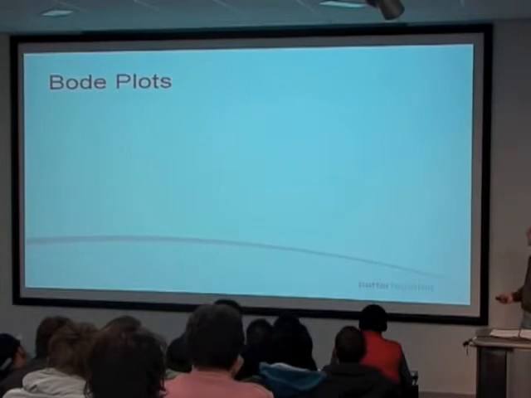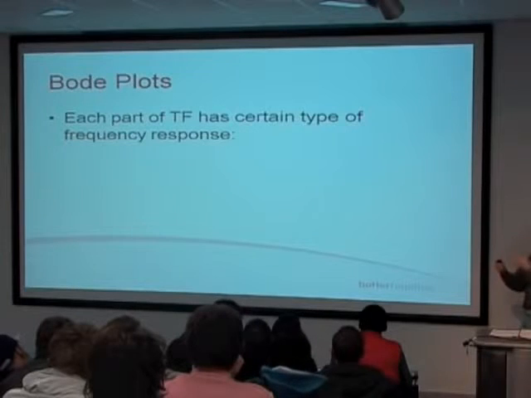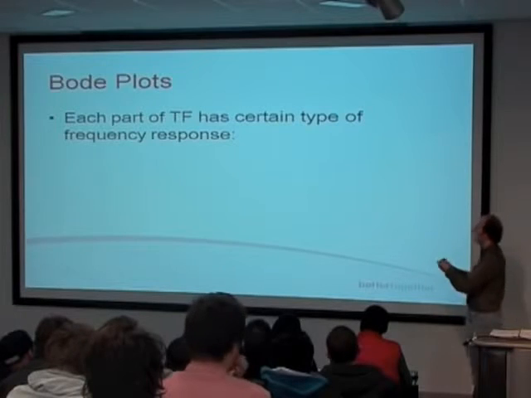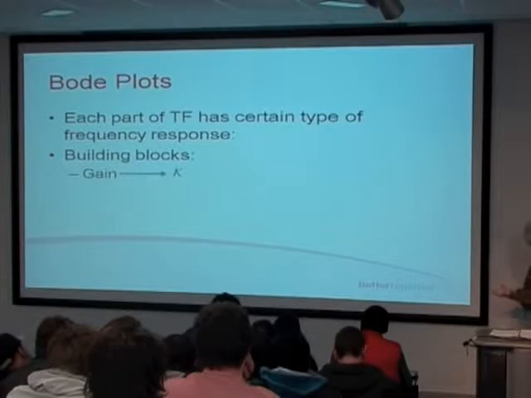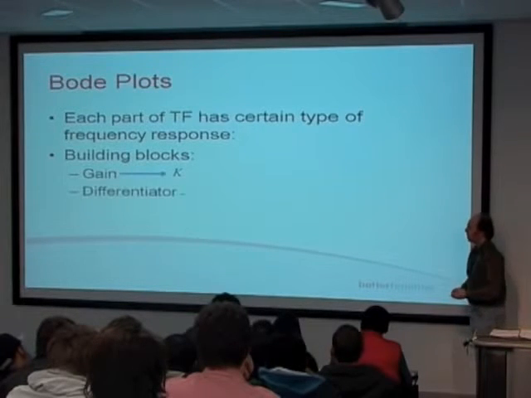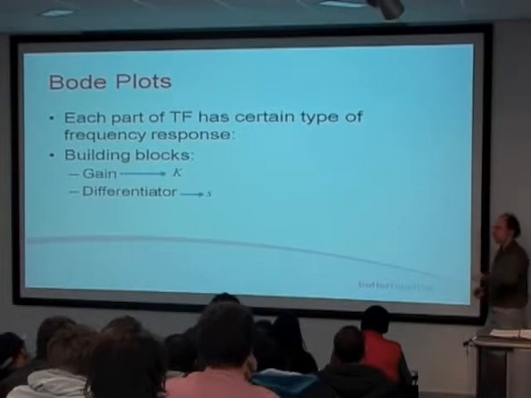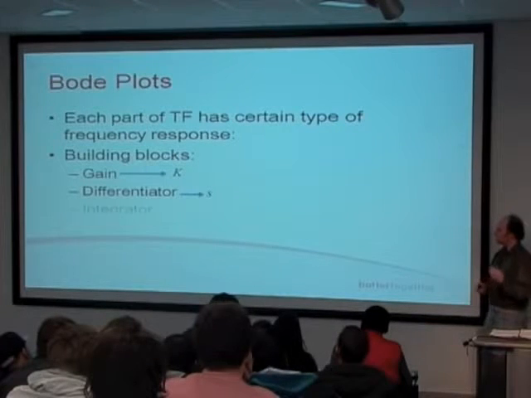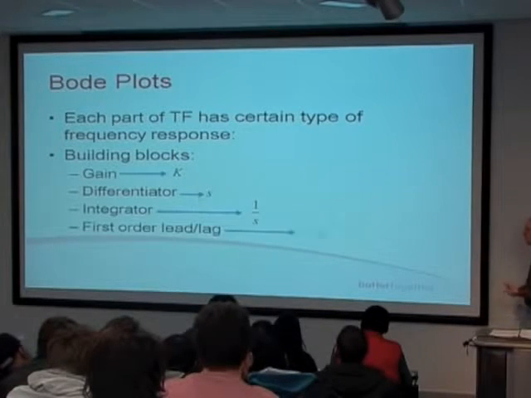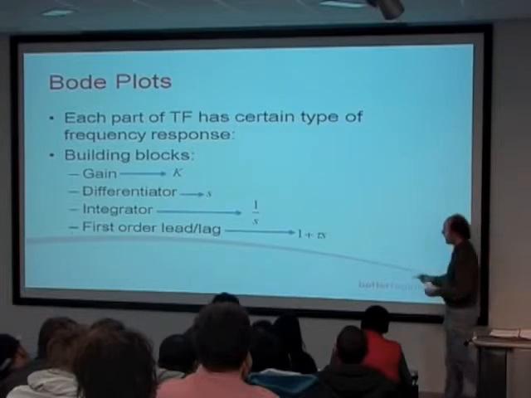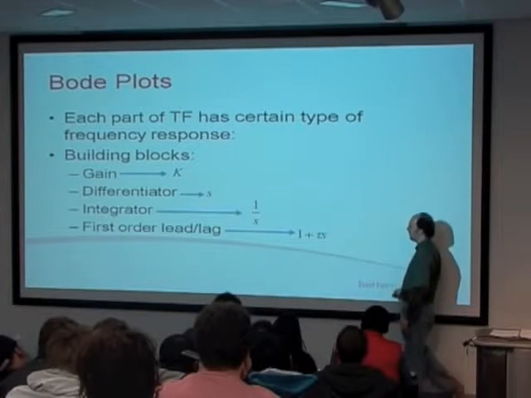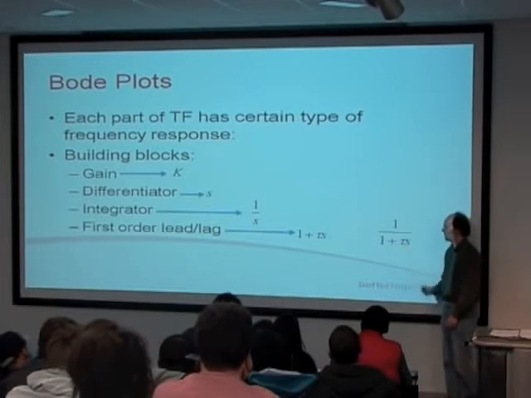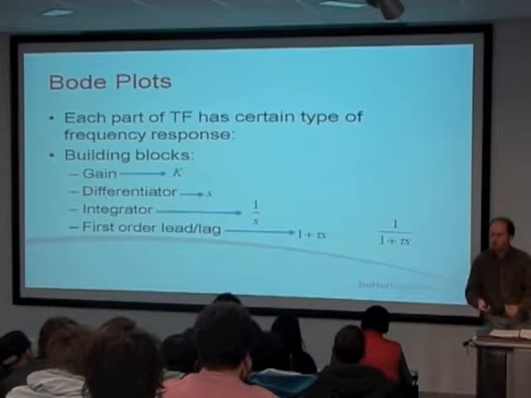And so what we do is we break down the transfer function into its constituent parts. And every constituent part of a transfer function will have a certain type of frequency response. And so the building blocks for transfer functions, we know there's sometimes gains. You can sometimes get differentiators, which is an S in the numerator. You can get integrators, where there's a 1 over S term. You can get a first order lead term, which is a 1 plus tau S in the numerator, or a first order lag, which we've seen is 1 over 1 plus tau S.